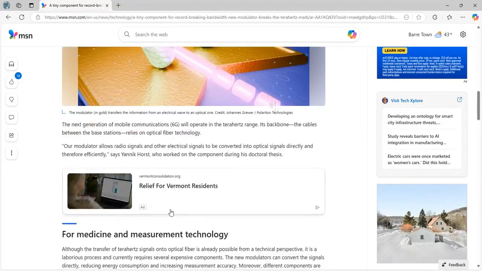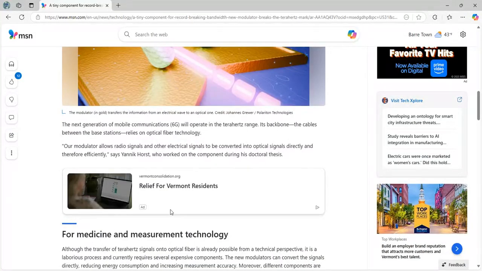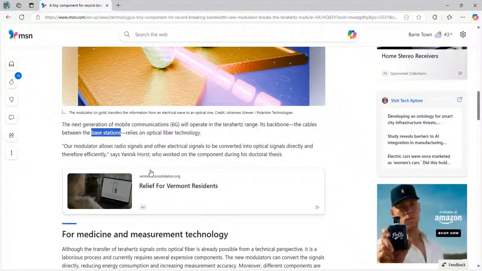The next generation of mobile communications, which would be 6G, because right now we're using 5G, will operate in the terahertz range. Its backbone, the cables between base stations, relies on optical fiber technology. So just in case you're not familiar with what's called a base station, that's basically your tower. What happens with a telecom signal is you're sending to the tower directly from the device, and then it goes from tower to tower all the way to the base station, where its main hub, if you will, is.